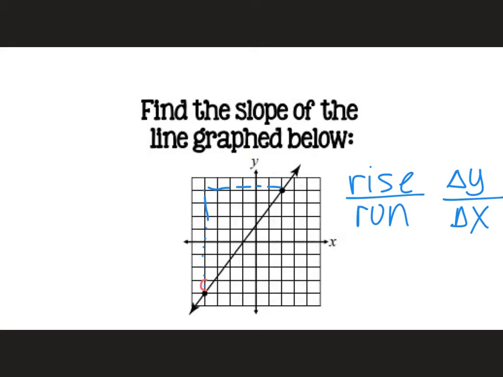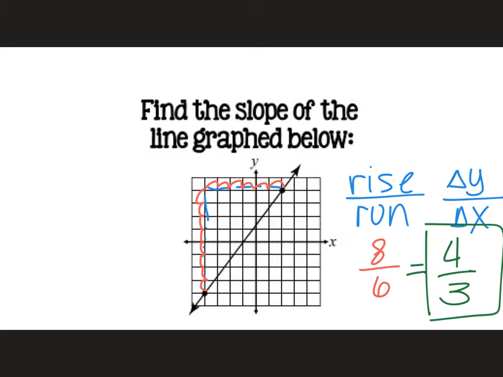My rise is 1, 2, 3, 4, 5, 6, 7, 8 units, while the run is 1, 2, 3, 4, 5, 6 units. Of course, I can simplify, and when I do simplify, I end up with 4/3 as a slope. Always simplify. If it's improper, that's fine, but don't go to decimals. You can leave it as an improper fraction. It's totally cool.